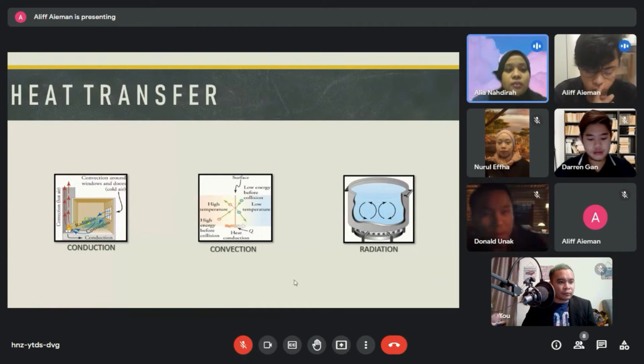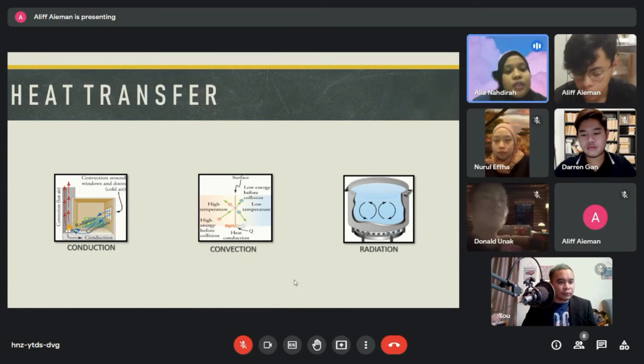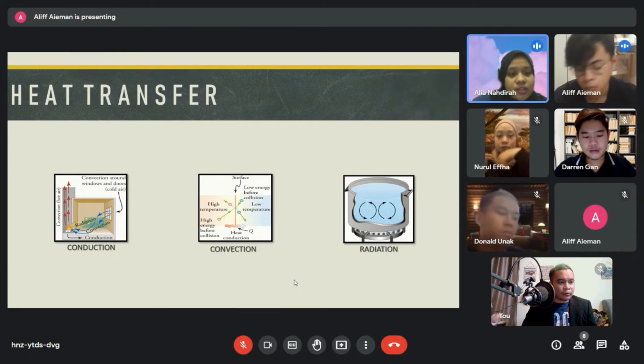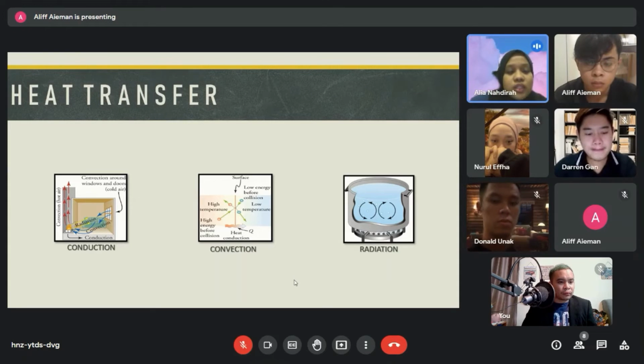Okay, I would like to discuss the topic of heat. Heat is the transfer of energy between two substances at different temperatures, and the direction of energy flow is from the higher temperature substance to the lower temperature substance. Heat is measured in energy units such as calories or joules.